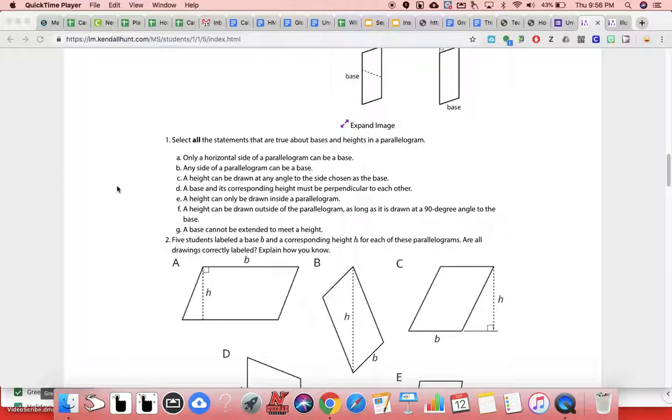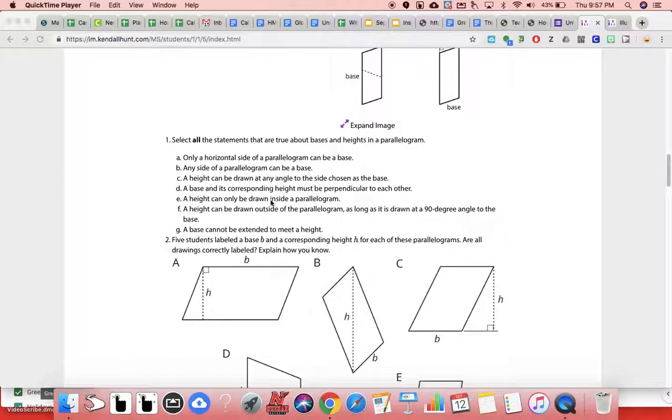The three true statements are B, D, and F. Those statements are true. A is false. Why is A false? Because any side can be a base. C is false. Why is C false? Because a height has to be drawn at a 90-degree angle. It can't be drawn at any angle.